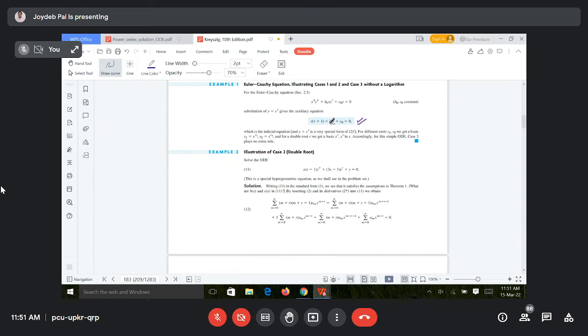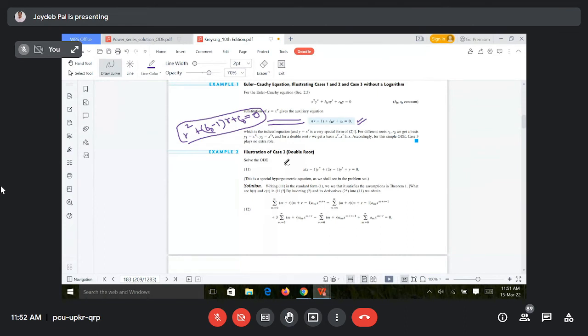From here, if you simplify, what will come? r square plus a b naught minus 1 into r plus c naught is equal to 0. Is it not the auxiliary equation? Yes, sir. So both are the same. So what we are getting is that in case of the Euler-Cauchy equation, the auxiliary equation is nothing but the initial equation. I am not saying it will always be like this, but in case of Euler-Cauchy, the initial equation and auxiliary equation are both the same.